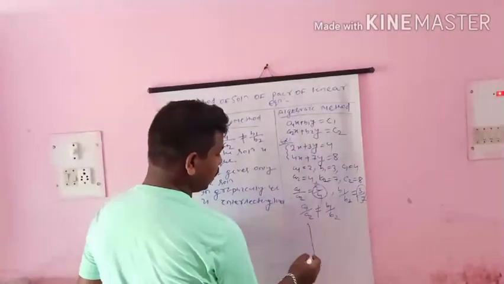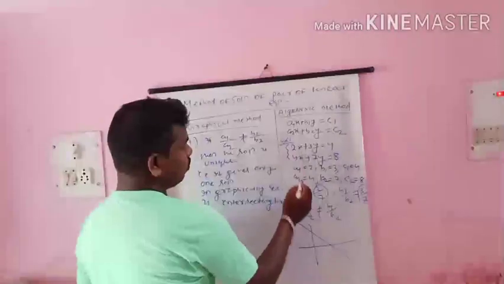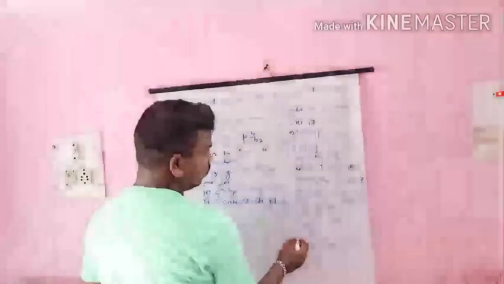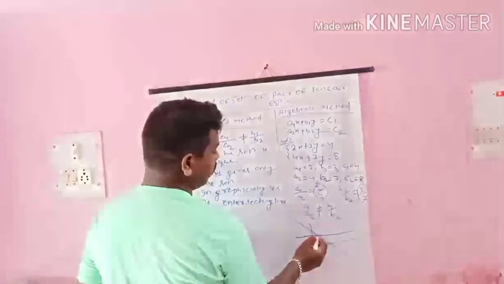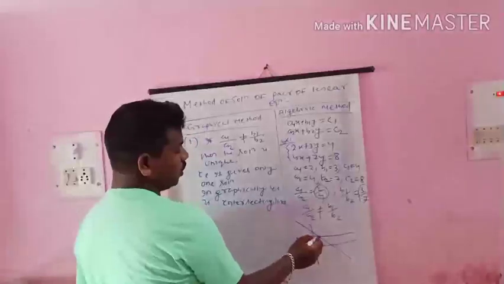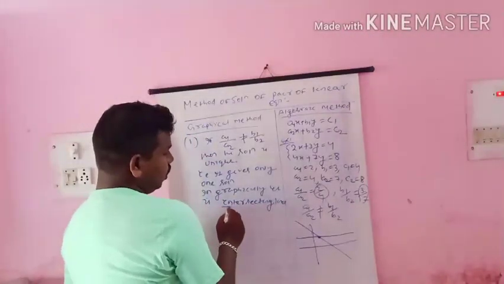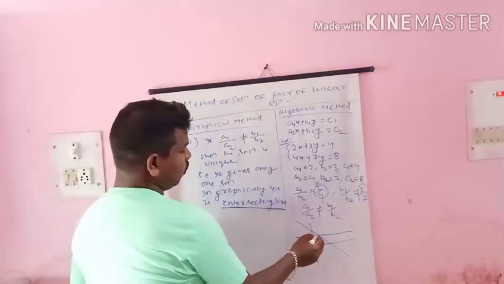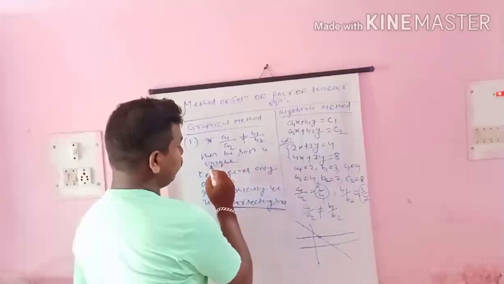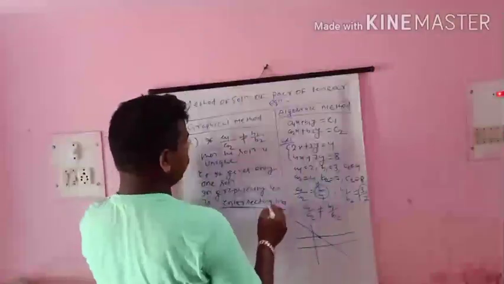Unique solution means graphically, suppose one equation gives this straight line and another equation gives this straight line. It gives only one solution, which means they will intersect at one point. We already said that graphically the two equations are intersecting lines, and that means it gives a unique solution. So the first condition is clear from these two equations.